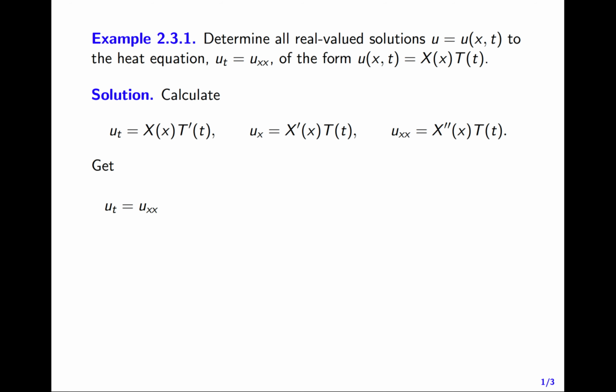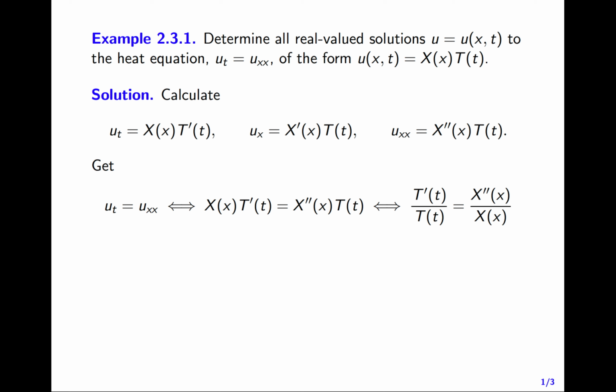And we have u_t equals u_xx if and only if capital X(x) times capital T prime(t) equals capital X double prime(x) times capital T(t). And as usual with product solutions, we rearrange this to read capital T prime(t) over capital T(t) equals capital X double prime(x) over capital X(x). So we have all our t's on one side, all our x's on the other side.